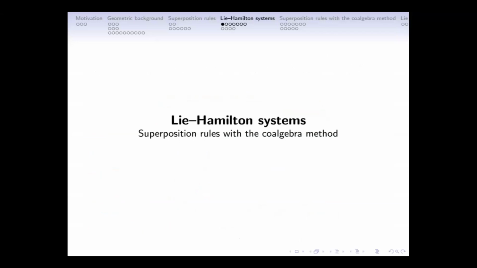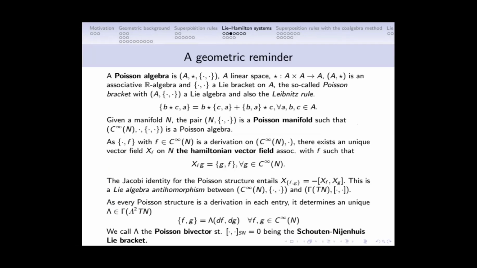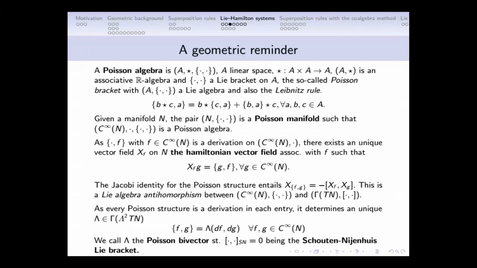Okay, I will comment something on the Hamiltonian systems, because you can have further properties in the case that the Lie system is Hamiltonian. So I'm going to go faster. I have time. Well, a geometric reminder: now we are going to deal with Poisson algebras, okay?